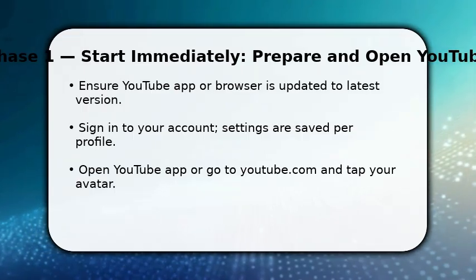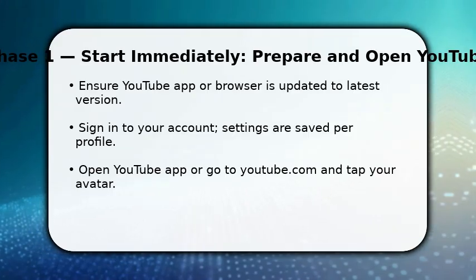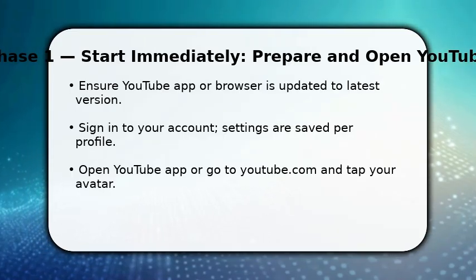Now open YouTube and tap your avatar to access settings. Once there, choose Settings quickly. This directs you to Appearance Controls. Make sure your app or browser is updated because older builds hide options.